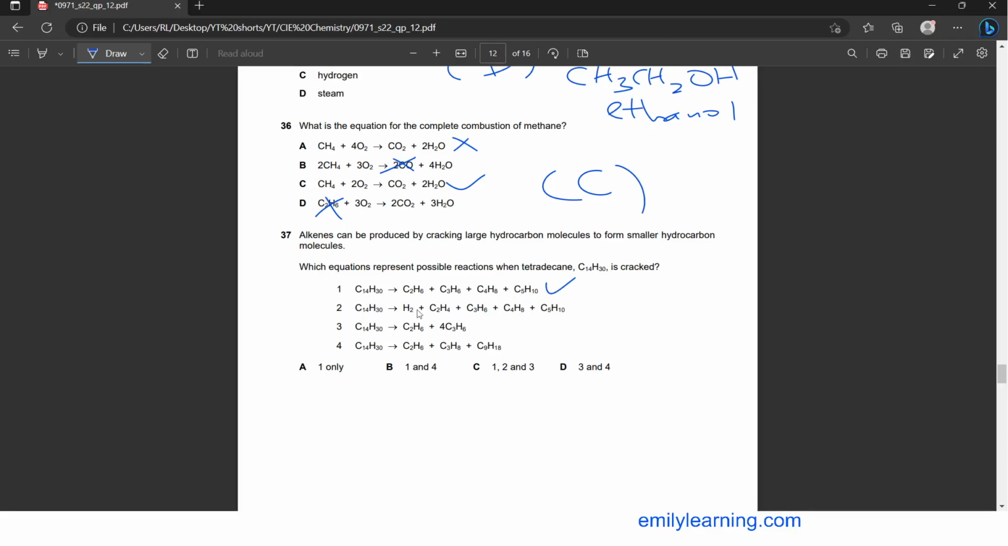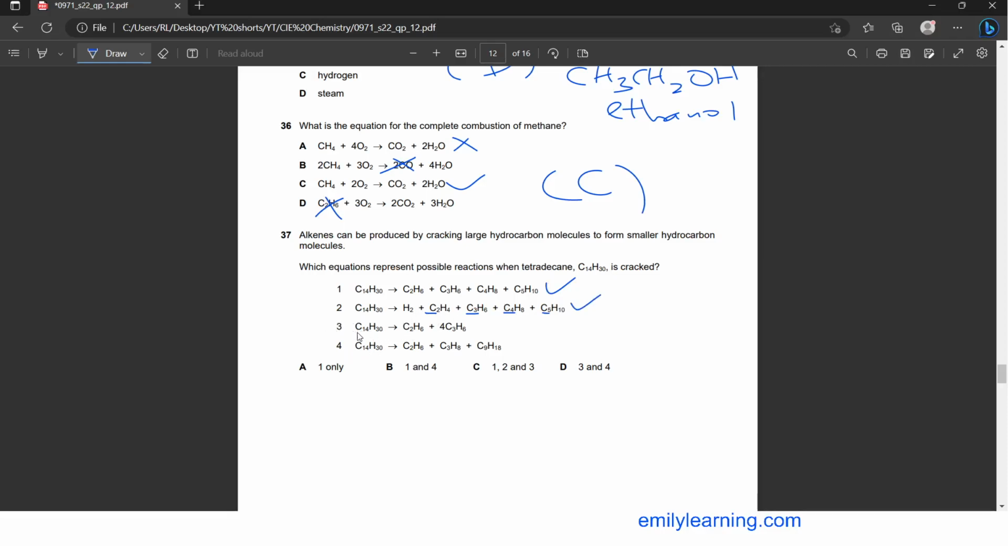Let's look at 2. 14 carbon again, let's check. 2 plus 3 is 5, 5 plus 4 is 9, 9 plus 5 is 14. Next, let's try the hydrogens. 2 plus 4 is 6, 6 plus 6 is 12, 12 plus 8 is 20, then I have 30, so this is also correct.